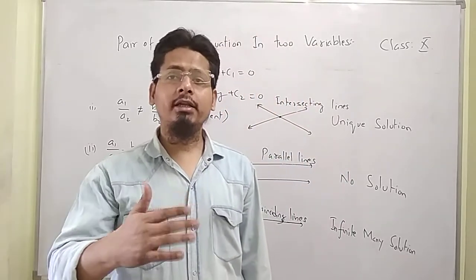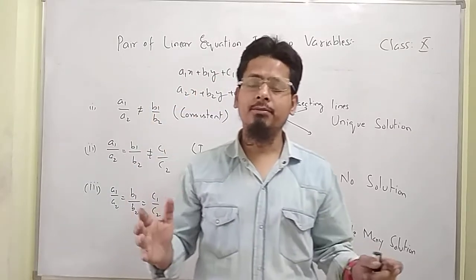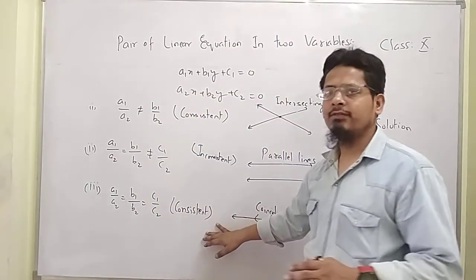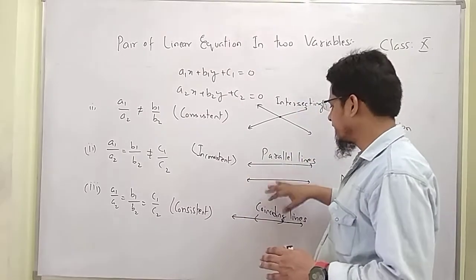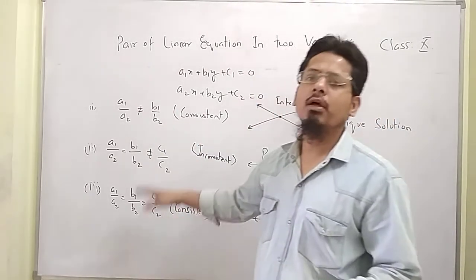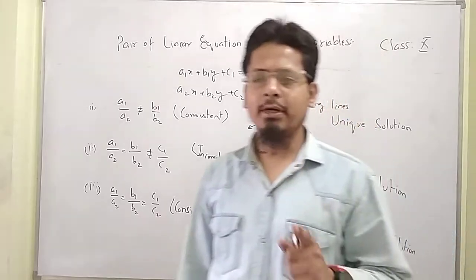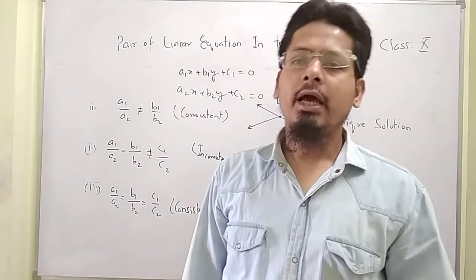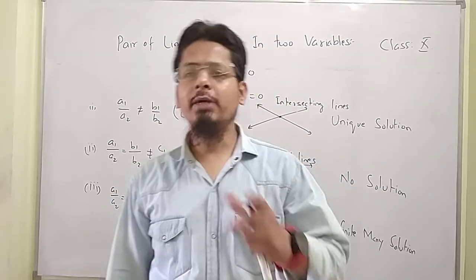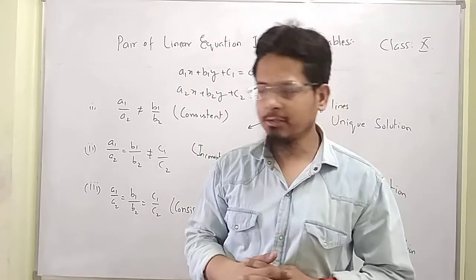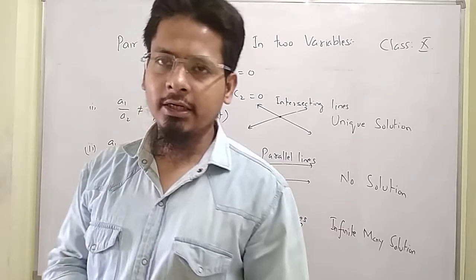Okay class, in this chapter, the first part, we will discuss whether the lines are coinciding, intersecting, or parallel. Okay, so with this condition we can find out the required condition. Second part, the methods of solving the linear equation, and another part is word problems. Okay, so this is the content of this chapter. Class, please copy down this content in your copy.